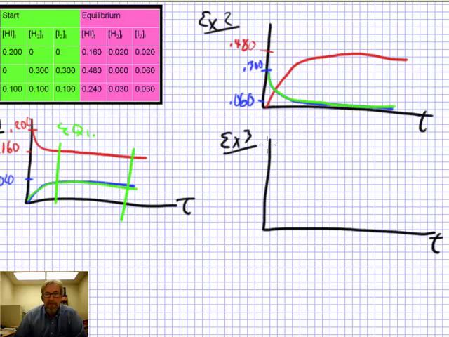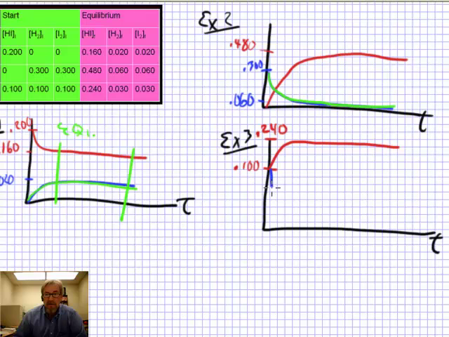Experiment 3. Another graph, time versus concentration. Here all three of them start at the same point, and that is 0.100 moles per liter. Only what happens to them when they reach dynamic equilibrium is very different. The concentration of HI rises until at dynamic equilibrium it is at 0.240.